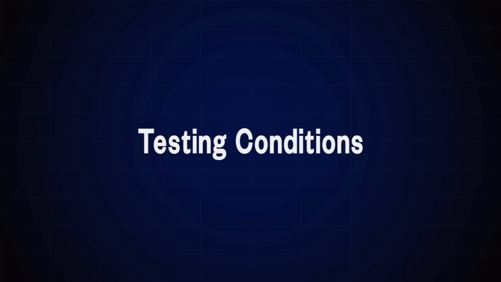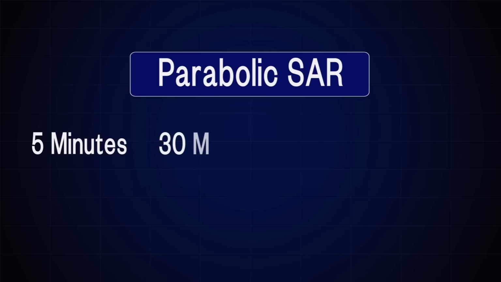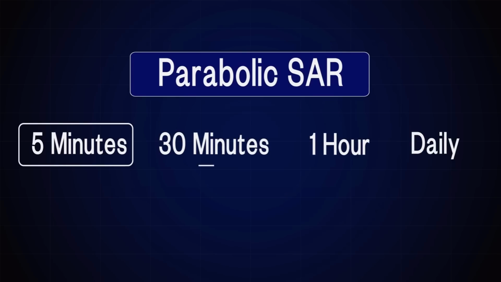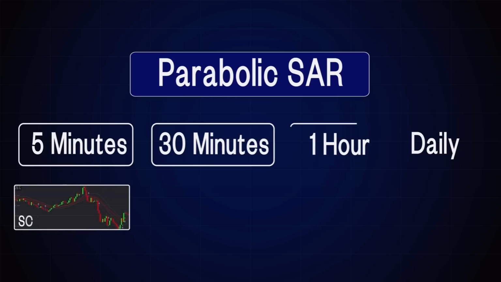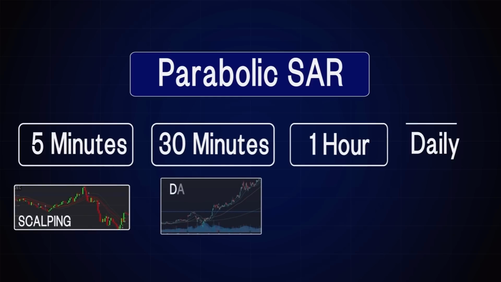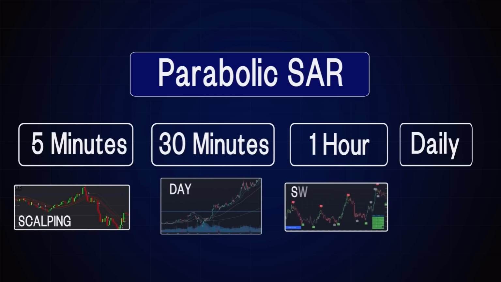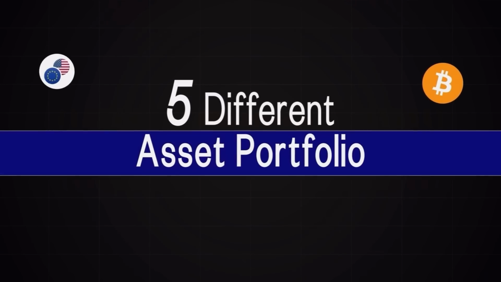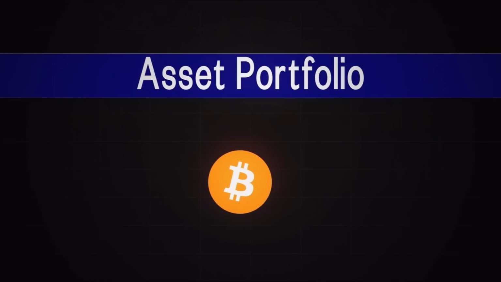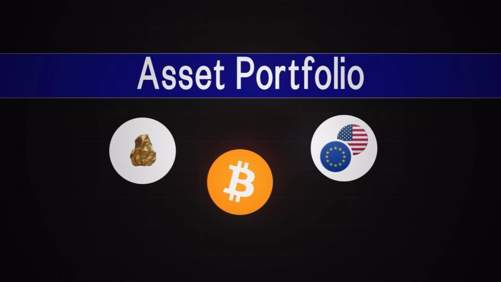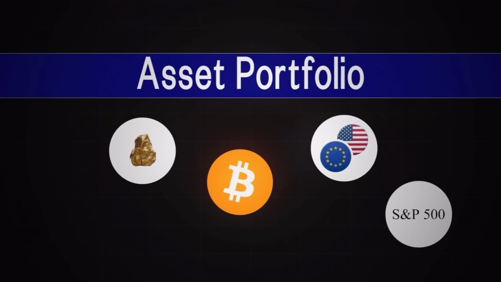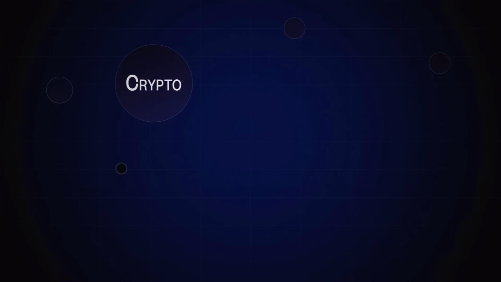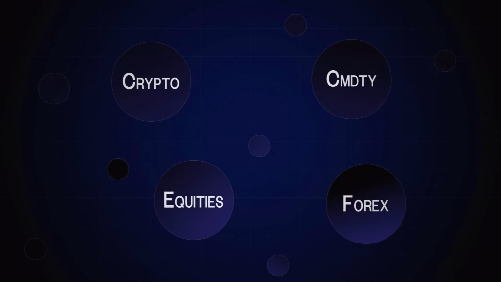Now, for the testing framework, we are going to assess this strategy across 4 different time frames to suit every type of trader. 5 minutes for scalping, 30 minutes for day trading, 1 hour for swing setups, and daily for long-term traders. We'll apply it to 5 different markets: Bitcoin, Euro USD, gold, the S&P 500 and the Tesla stock, giving us a solid mix of crypto, forex, commodities and equities.